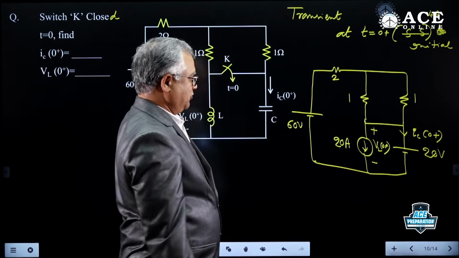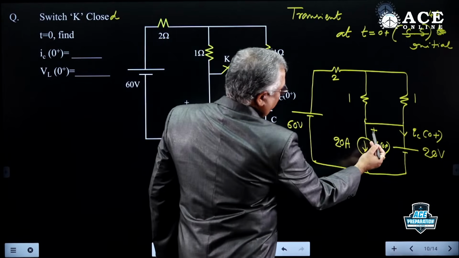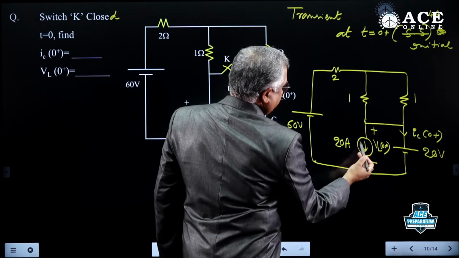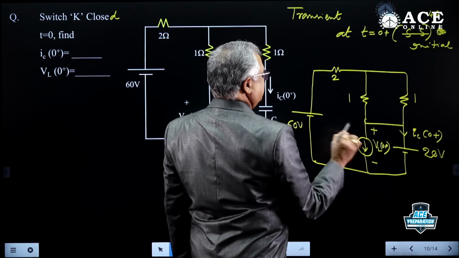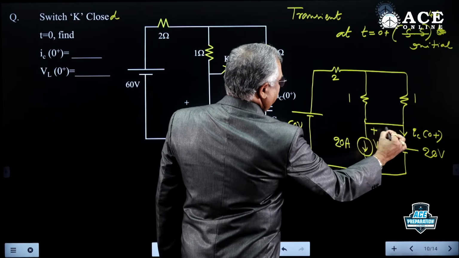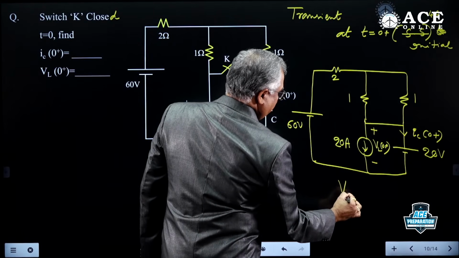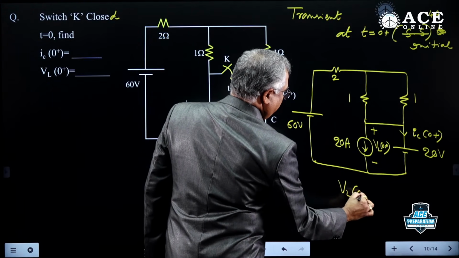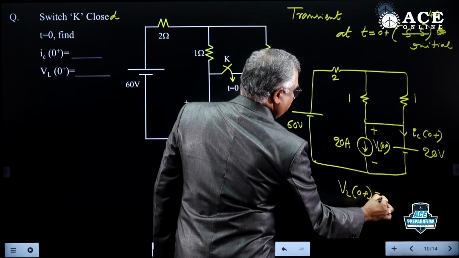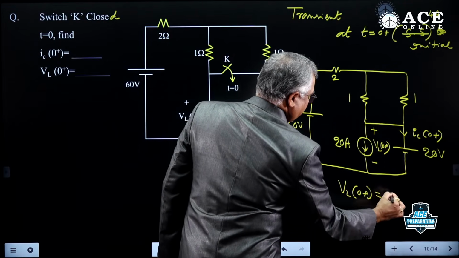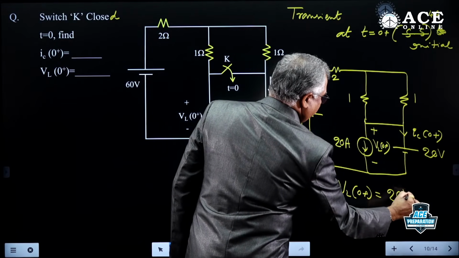So that's why this is important. Voltage across the inductor: don't think the voltage across a current source is 0. No. You start from positive, go to negative. Therefore VL(0+) is, going from positive to negative, 20 volts. This is easy.